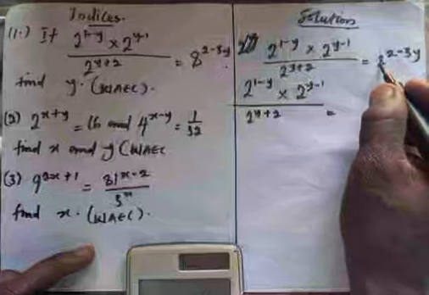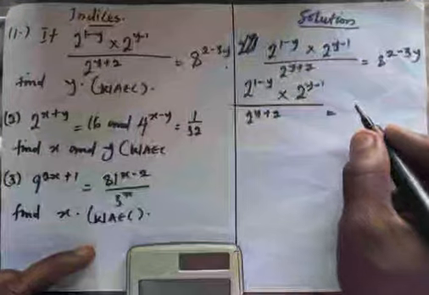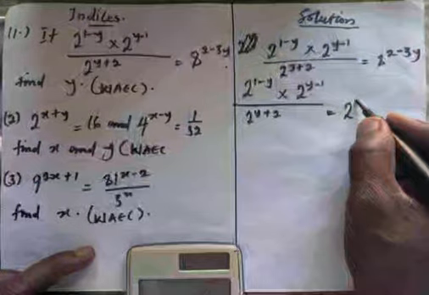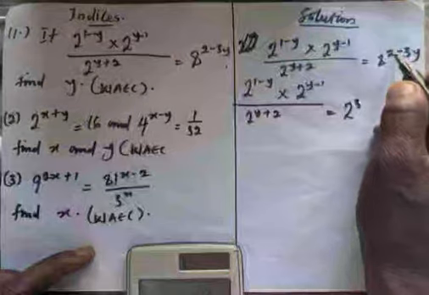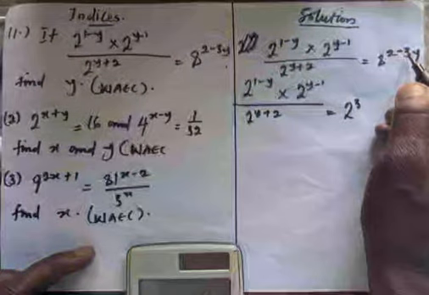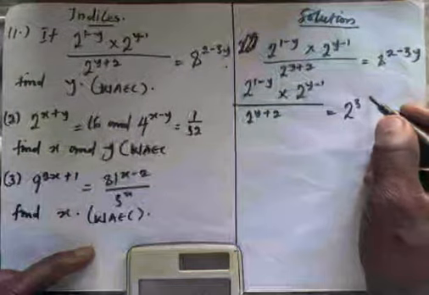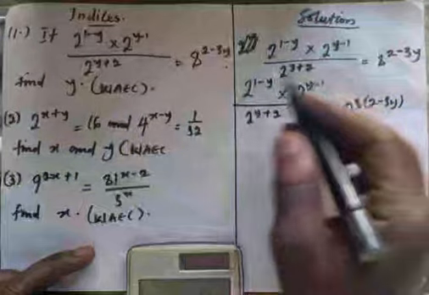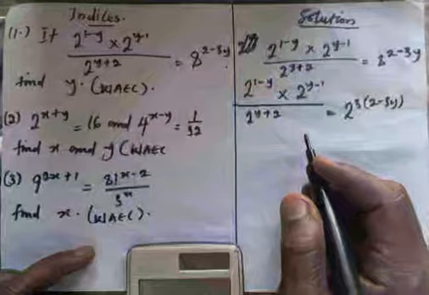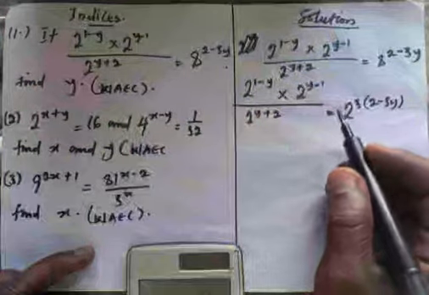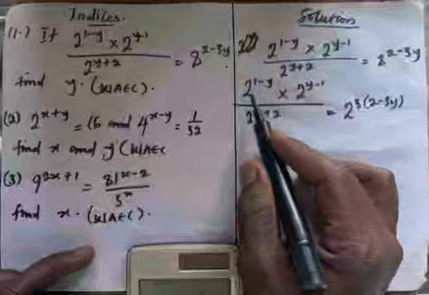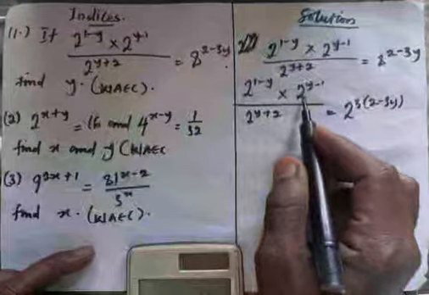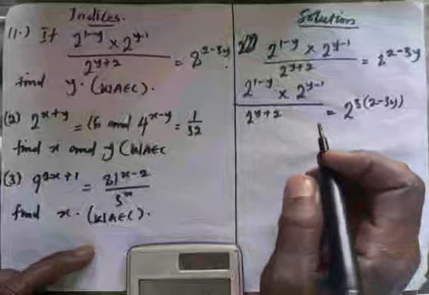Now we can rewrite 8 as 2 raised to power 3. Then initially we have the power of 2 minus 3y. So it will be 2 minus 3y. So now everything in this is in the same base. So what should we do here? We apply the law of indices here. If you have the same base and you are multiplying, you add the power.